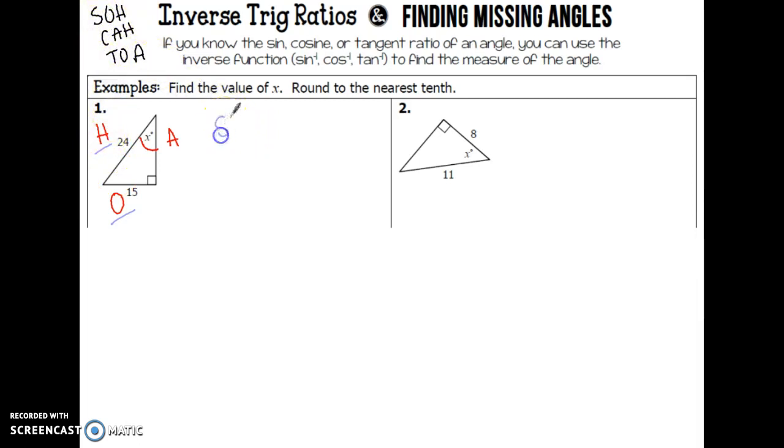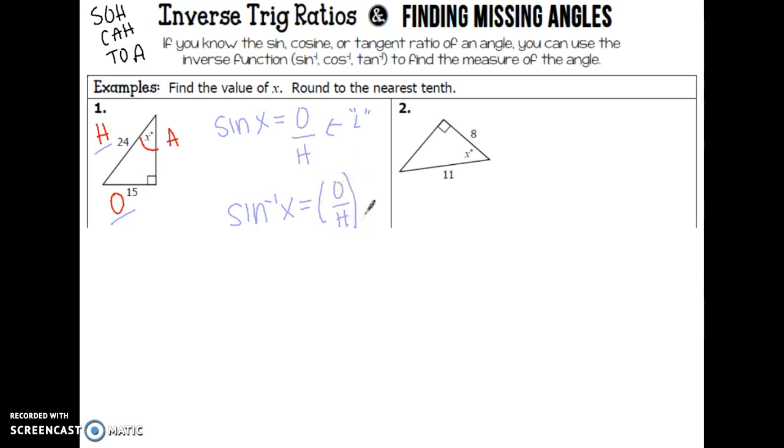So normally we would say that our sine of x has to equal our opposite over our hypotenuse. However, that is if we were looking for our side length. So that is for our length. However, we are looking for our degree measure. So what we do here is use the inverse function. So we would say that the inverse sine of x is equal to our O over H still.